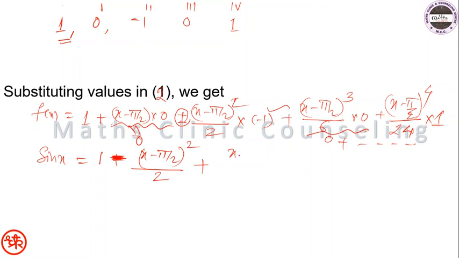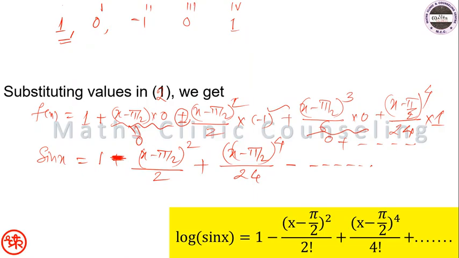Plus (x minus pi by 2) raised to the power 4 upon 24, that is 4 factorial, right? And then minus dash, and this is the final answer. Okay, so this is sin x, ascending. It is only sin x, not log, the expansion of sin x: 1 minus (x minus pi by 2) whole square by 2 factorial, that is 2, plus (x minus pi by 2) raised to the power 4 by 4 factorial, that is 24, and so on.